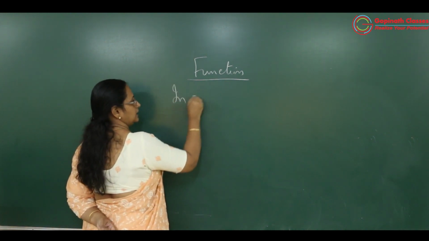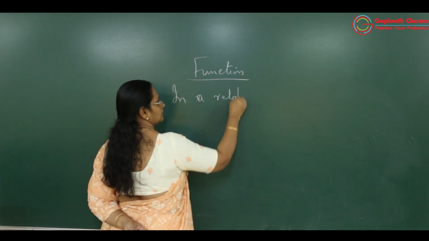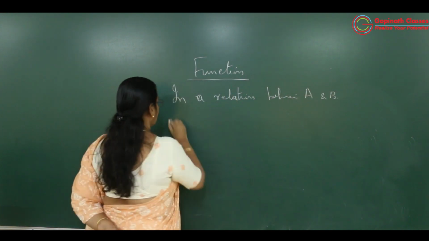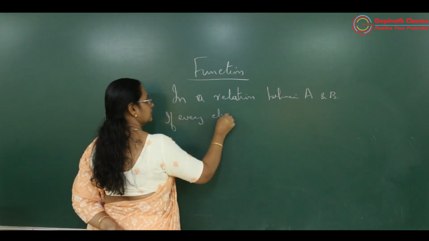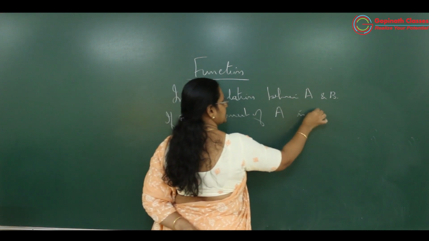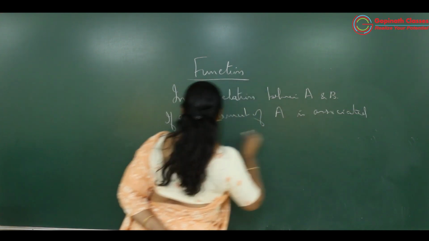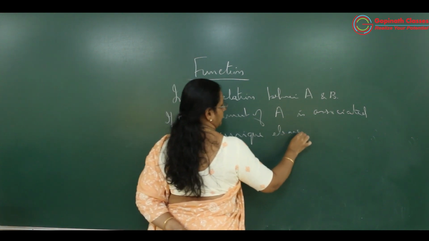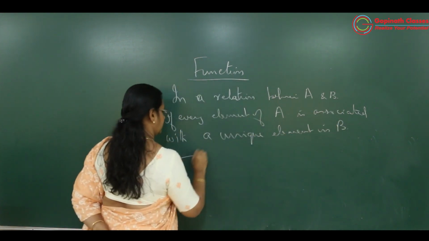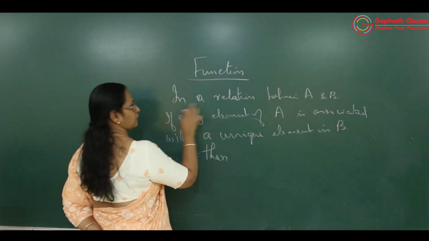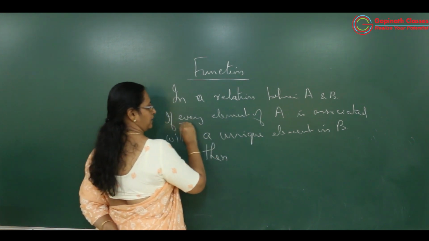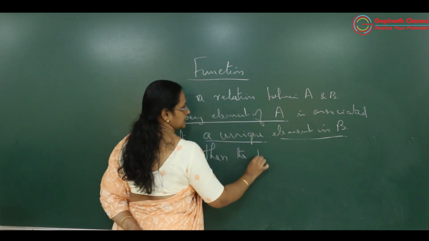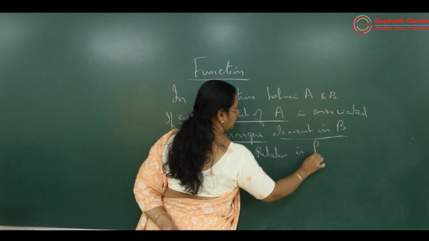In a relation between A and B, if every element of set A is associated with a unique element in B, then the relation is a function. The relation is becoming a function.